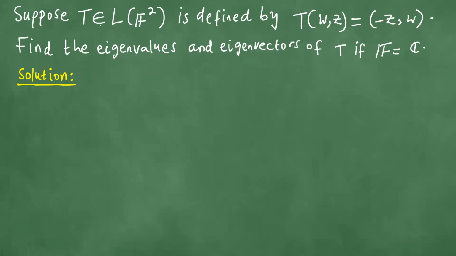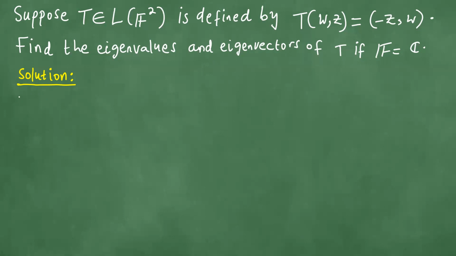Suppose T is an element of the set of all linear transformations from F² to F² defined by T mapping all ordered pairs (W, Z) to the ordered pair (−Z, W). Find the eigenvalues and eigenvectors of T if F, the field, equals C, the set of all complex numbers.